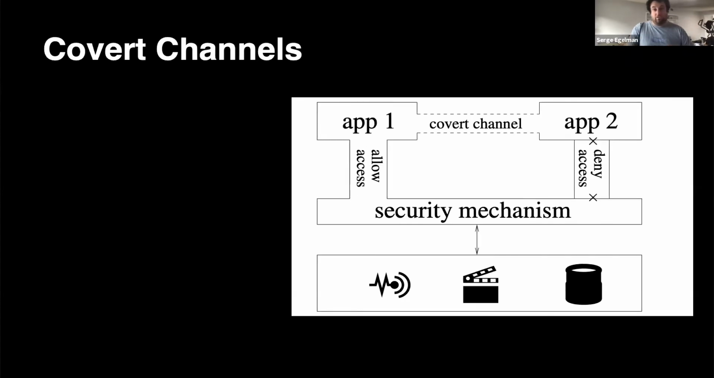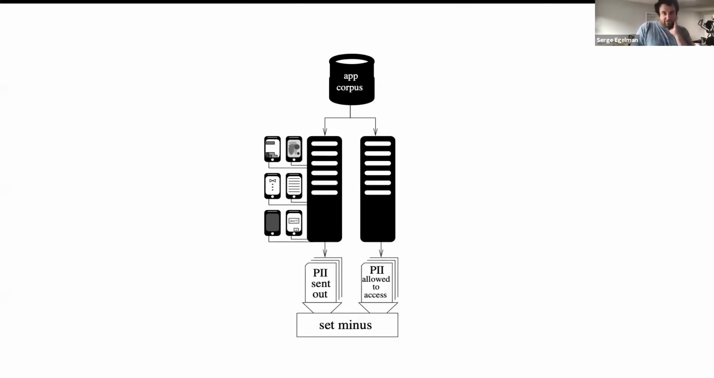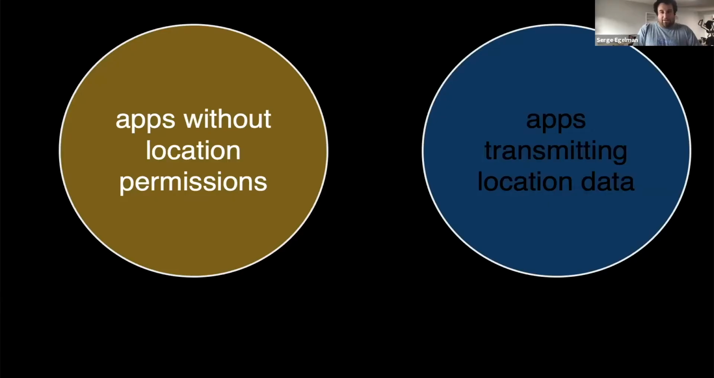The other thing we looked at was covert channels, where you can basically do the same thing, where you can circumvent the permission system if 2 apps are colluding with each other, one app that has access and one that doesn't. And so we built a whole system to automatically detect these types of violations by automatically testing apps from our corpus, examining what types of personal information was sent out, and then subtracting the apps that were actually allowed to access that sensitive information, which left us with the apps that were basically cheating by getting the same data without the requisite permissions.